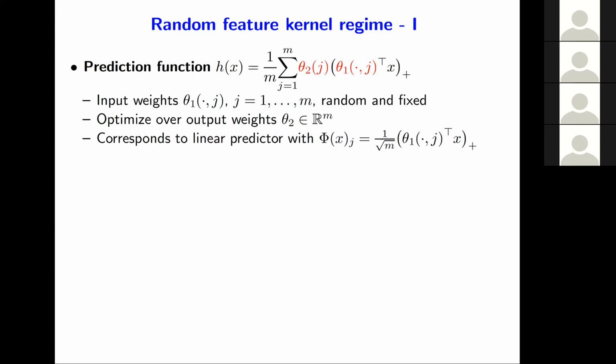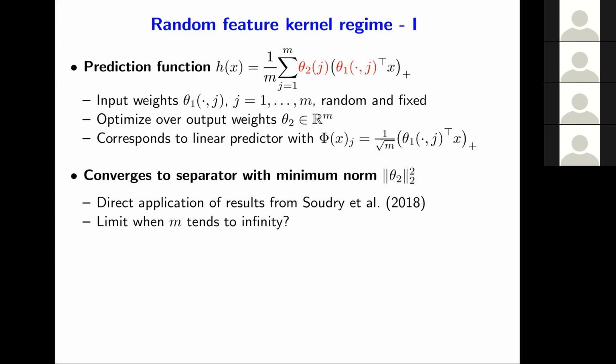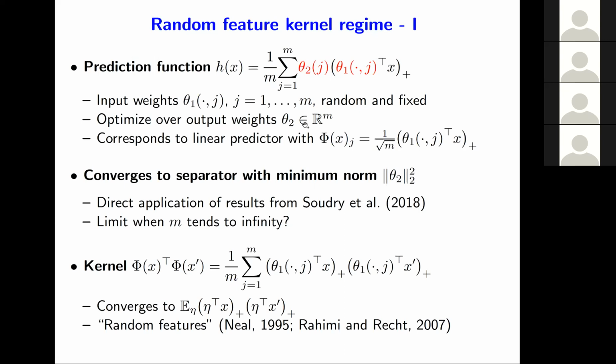If I use a linear model, I should expect to converge to the minimum L2 norm for that model. In fact, this is what you can show, that for M being fixed, you converge to the minimum L2 norm. Fine, but what does it do when M goes to infinity? This is the goal of today. It will converge to a smooth function, and the way to analyze the function space is to use kernel methods.